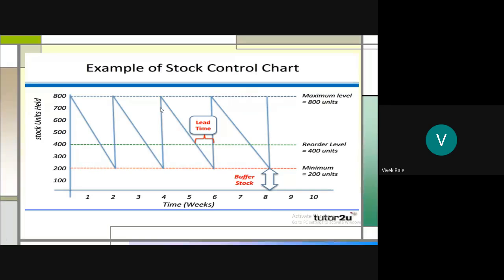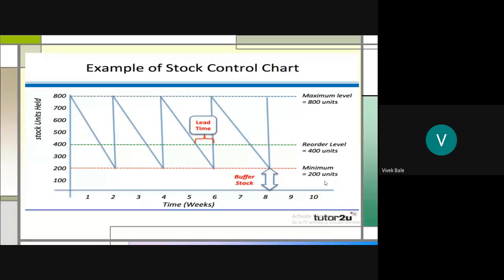Here you can see on the y-axis the quantity of stock is mentioned, and on the x-axis the time, in weeks, at which stock needs to be purchased is mentioned. So in this company, 200 units is considered as the minimum stock level. Minimum stock level means at least 200 units of material should be kept in the company.